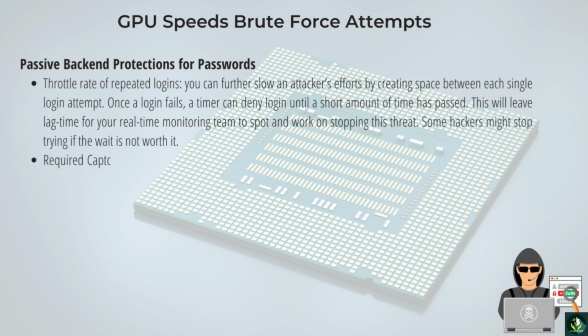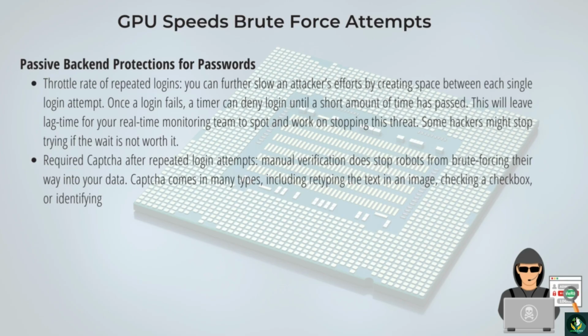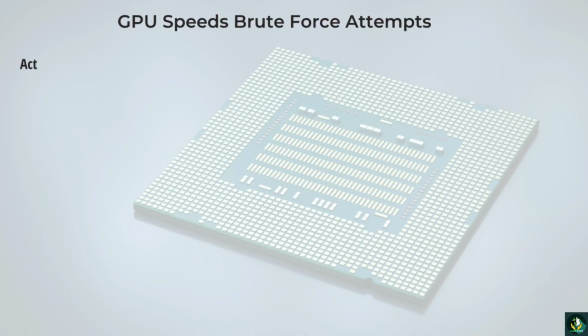Required CAPTCHA after repeated login attempts. Manual verification does stop robots from brute forcing their way into your data. CAPTCHA comes in many types, including retyping the text in an image, checking a checkbox, or identifying objects in pictures. Regardless of what you use, you can use this before the first login and after each failed attempt to protect further. Use an IP deny list to block known attackers. Be sure that this list is constantly updated by those who manage it.